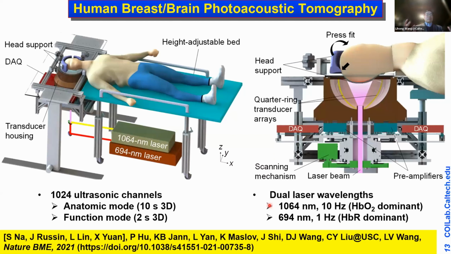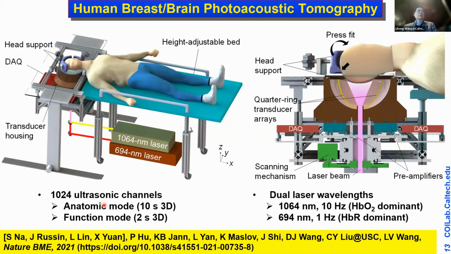Then we developed a newer version to provide isotropic spatial resolution. There are 4 arcs. We have 1024 ultrasound transducer elements. We can rotate to form a virtual hemispherical detection array. So this has a lot of virtual detector positions. The beauty of this geometry is that now the elevational resolution is as fine as the XY resolution.